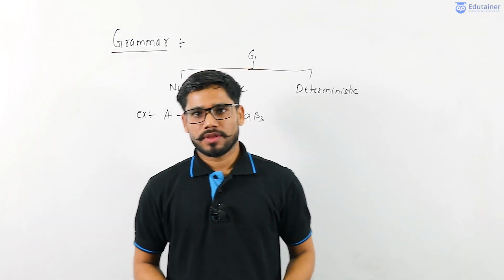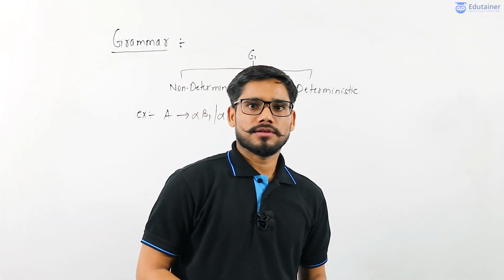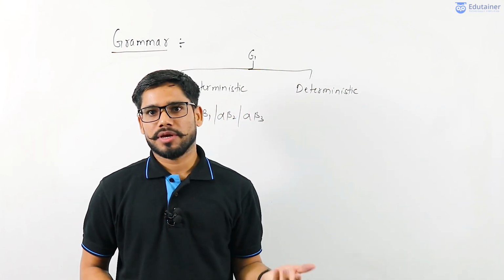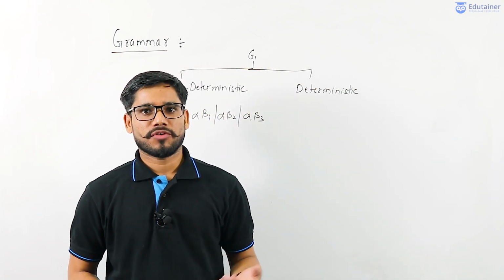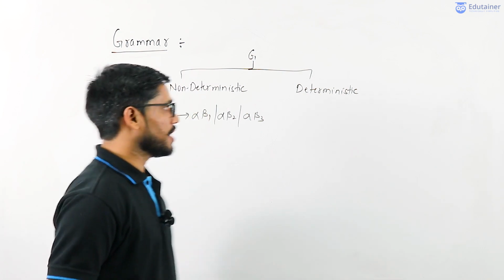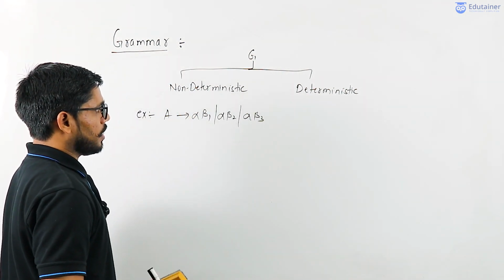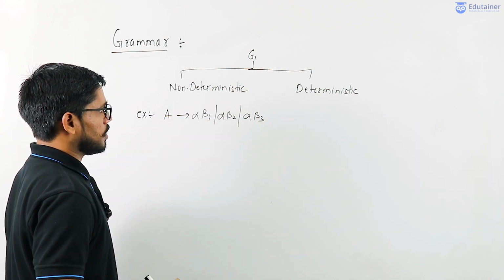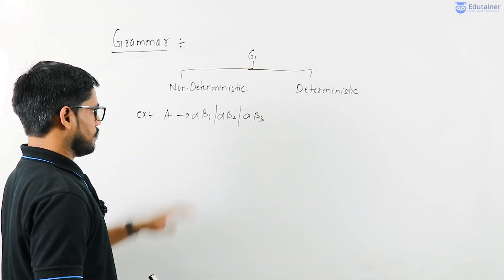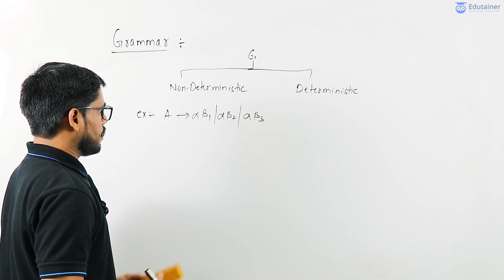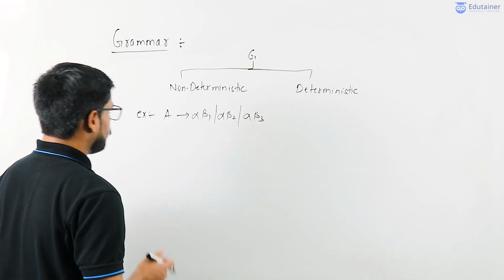Hello everyone. So we have learned the ambiguous and unambiguous grammar. Now the second classification of grammar is deterministic and non-deterministic grammar. So here also I can explain this classification of grammar using examples. Okay, so let's take a simple example.